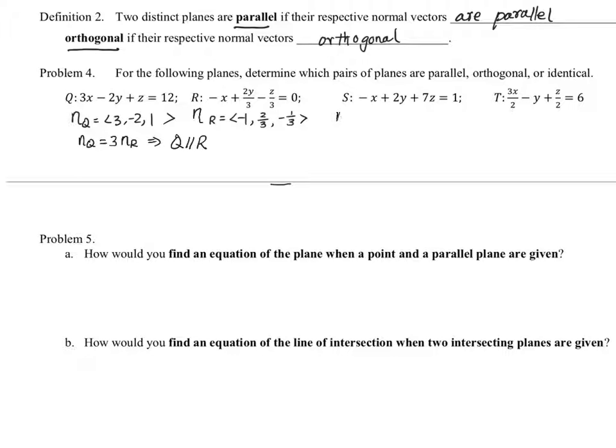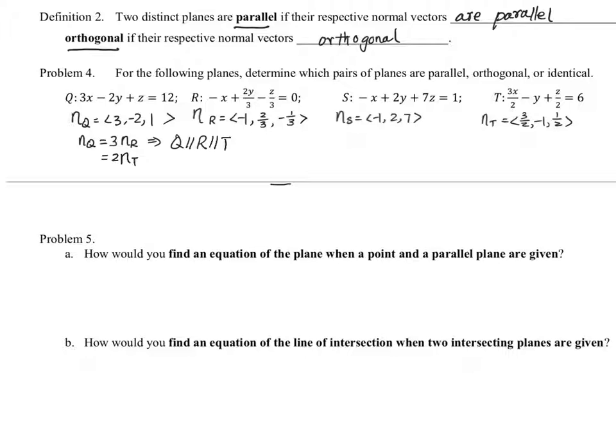Now let's continue to find the other normal vectors. NS is going to be negative 1, 2, and 7. And NT is 3/2, negative 1, and 1/2. Now for the last one, because the numbers are nice, if you multiply the whole vector by 2, we actually get NQ. In other words, NQ is also equal to 2NT. Because of that, I know that these 3 vectors are parallel.